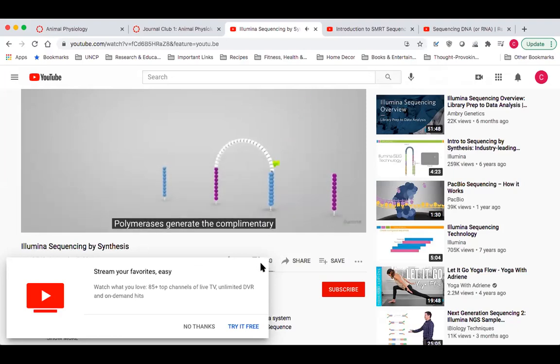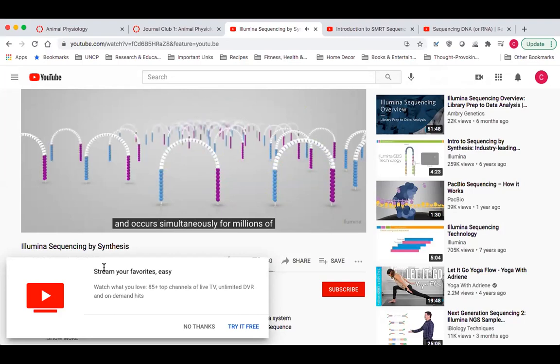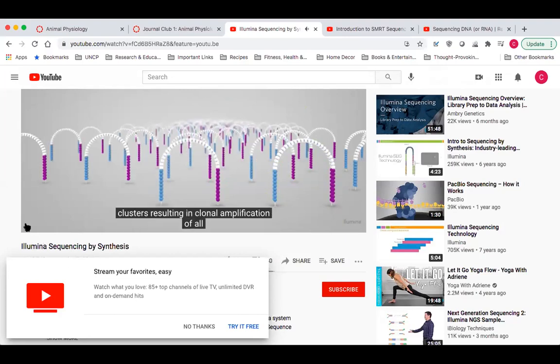Polymerases generate the complementary strand, forming a double-stranded bridge. This bridge is denatured, resulting in two single-stranded copies of the molecule that are tethered to the flow cell. The process is then repeated over and over and occurs simultaneously for millions of clusters, resulting in clonal amplification of all the fragments.